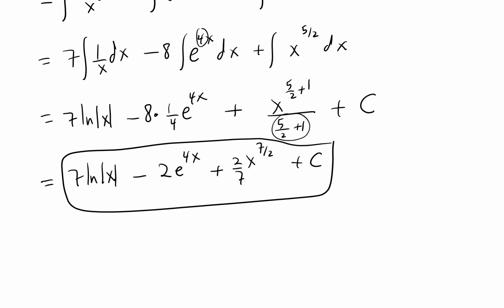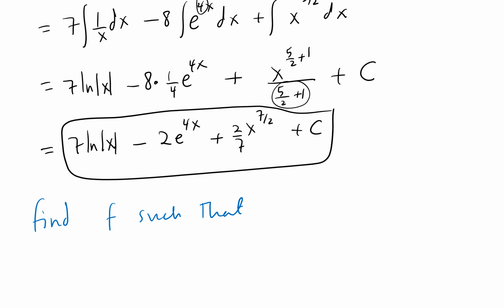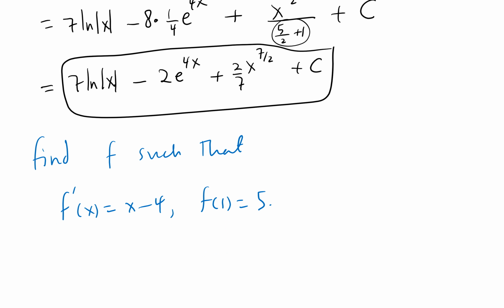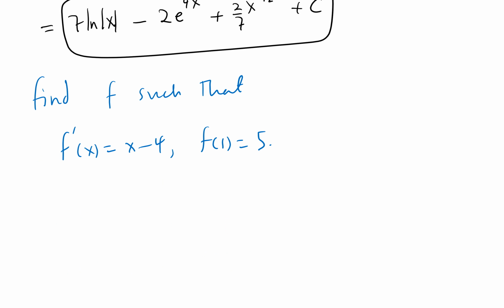Another kind of question, find a function f such that f prime of x is x minus 4 and f of 1 is 5. So they give us a condition here. We need to go from f prime to f. When you go from f to f prime, that process is called the derivative. If you go from f prime to f, it's called the antiderivative.